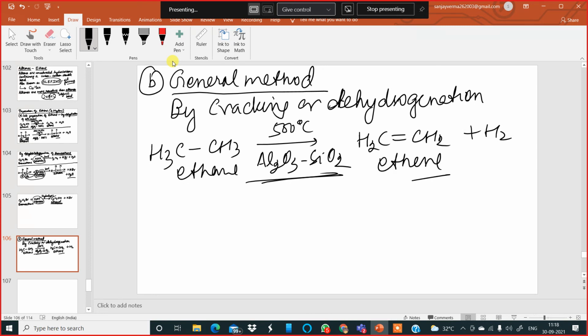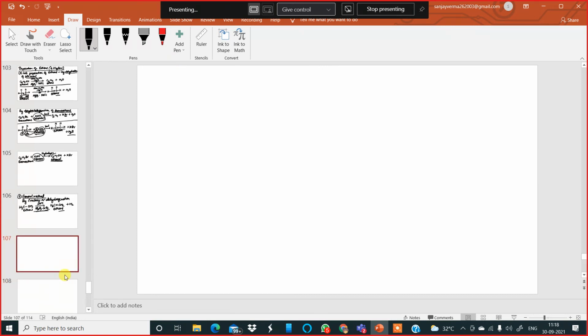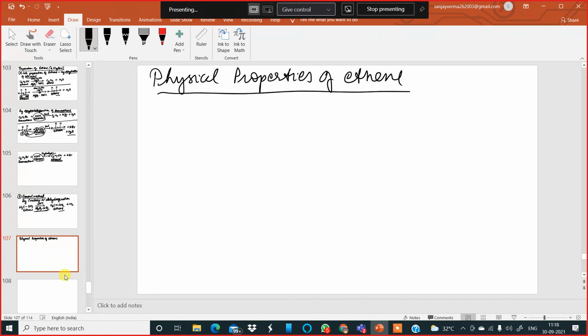So this is the general method, but more important than the general method is the lab method of preparation by dehydration and dehydrohalogenation reaction. Okay, so this was the preparation. Now we move to the next, that is called physical properties of ethene. Let us discuss them one by one quickly.